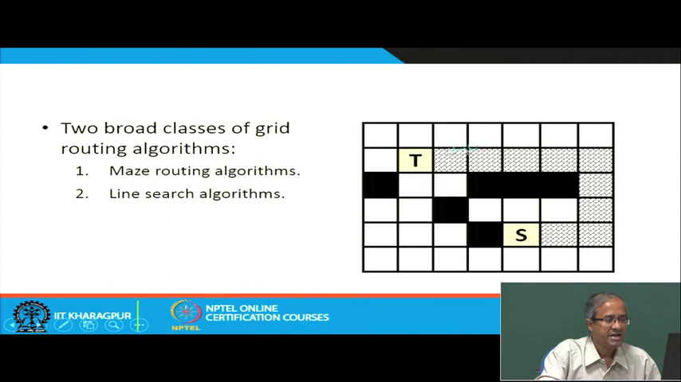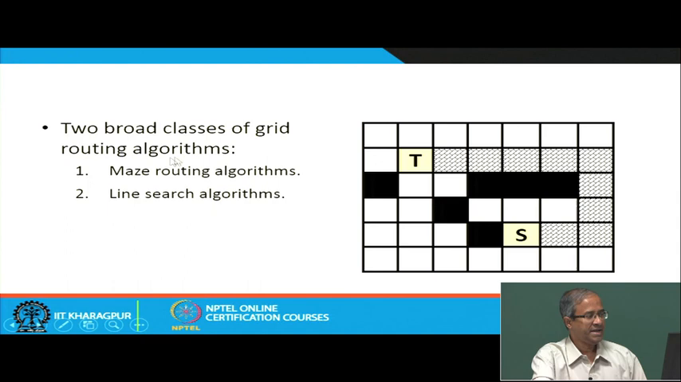Later on, I may be having another set of S and T points which we may want to interconnect. So, during that time, these shaded points will be regarded as obstacles because they have already laid out a line here. So, these cells are no longer available for laying out the other pairs of lines. Okay? Now, grid routing algorithms mainly can be classified as maze routing and line search algorithms, as we shall see.